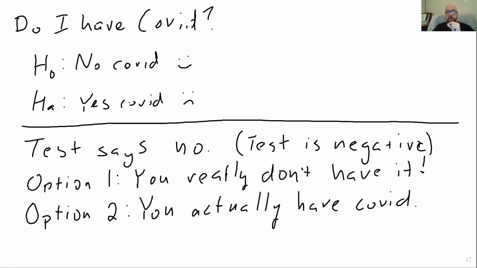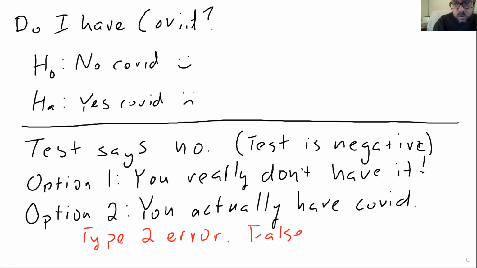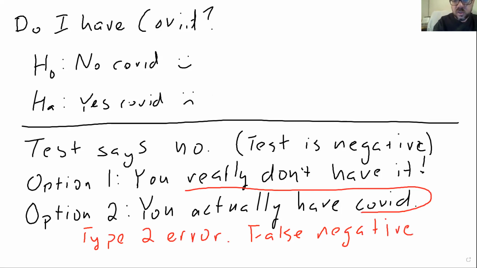Let me write that. This guy, type 2. False negative. That is option 2. Something's gone wrong with the test.